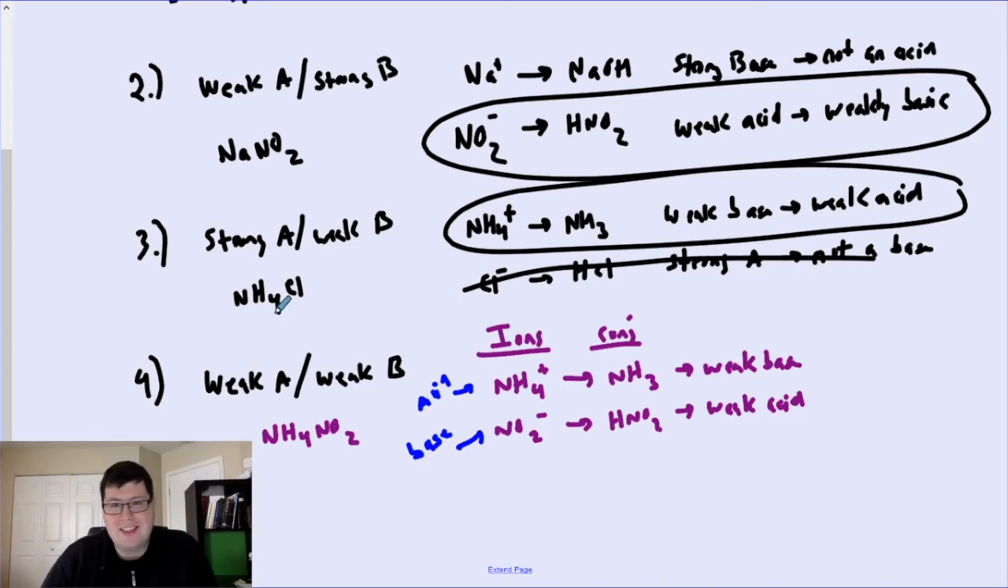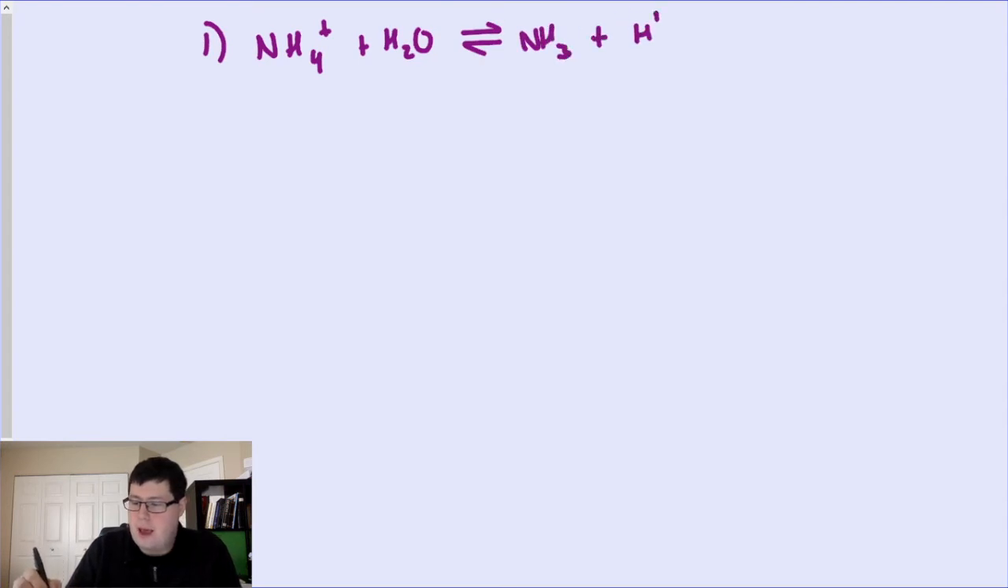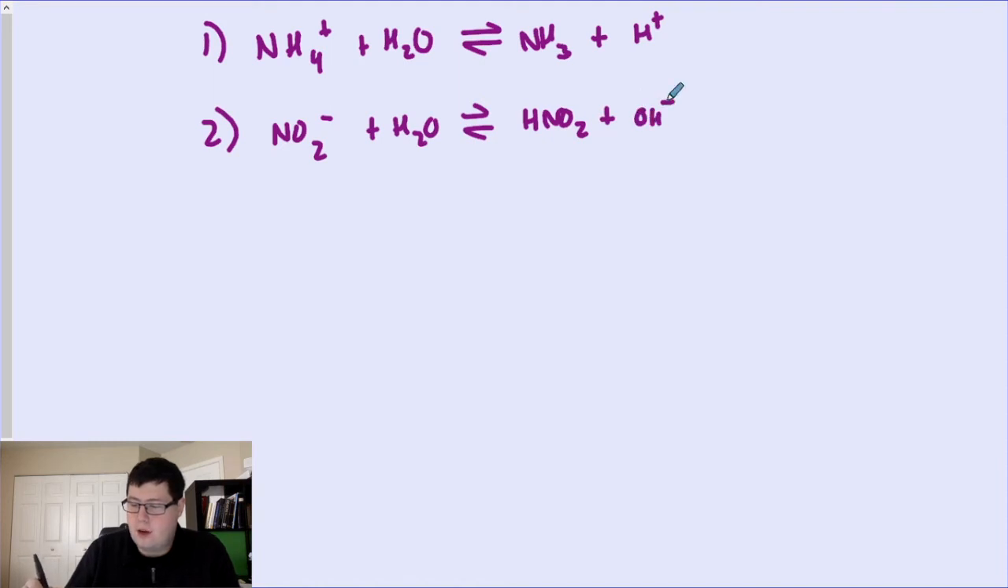So to analyze these equilibrium reactions, we're going to take a look at the hydrolysis reactions for both NH4+ and for NO2-. So our first one was NH4+, and NH4+ reacting with water would form NH3 and H+, like we said, being slightly acidic. And then number 2, NO2- reacting with water would go between HNO2 and OH-, being slightly basic.